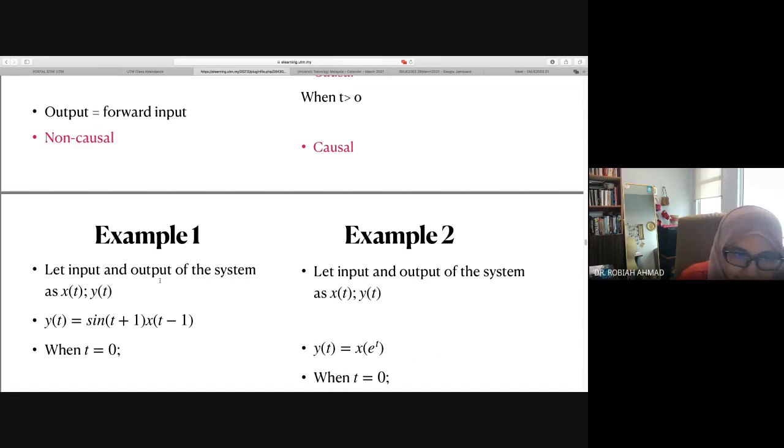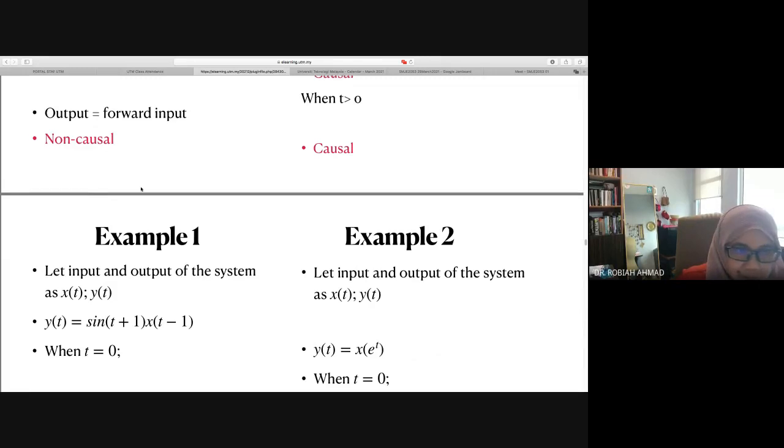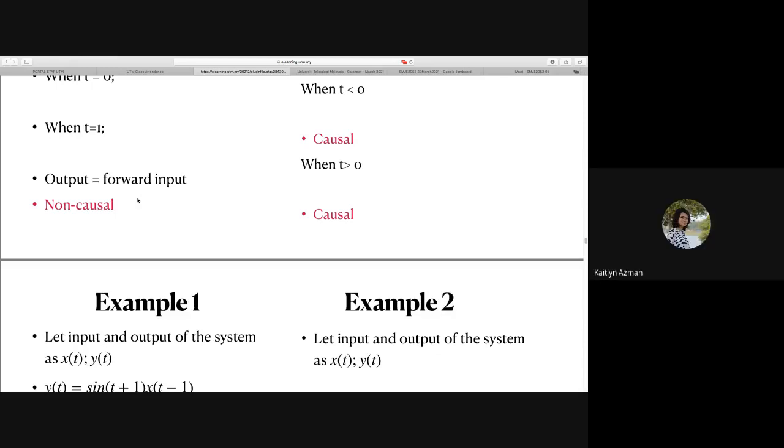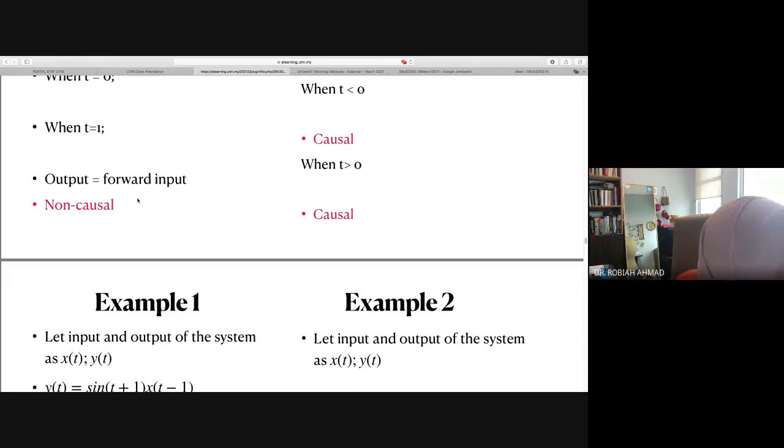Which one is causal and which one is non-causal? So again, the definition of causal: the output depends on, what was the definition of causal, class? Causal is based on the past input. Okay. For the first case just now, because it equals forward input, it is non-causal.